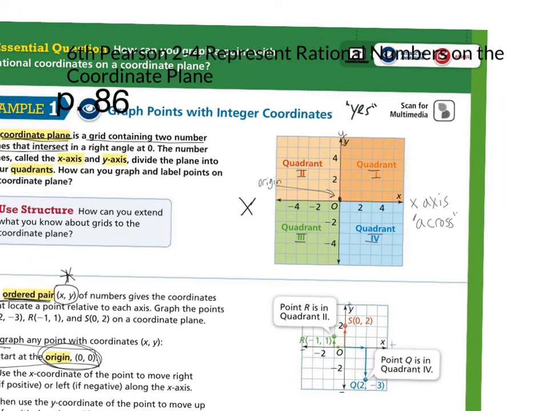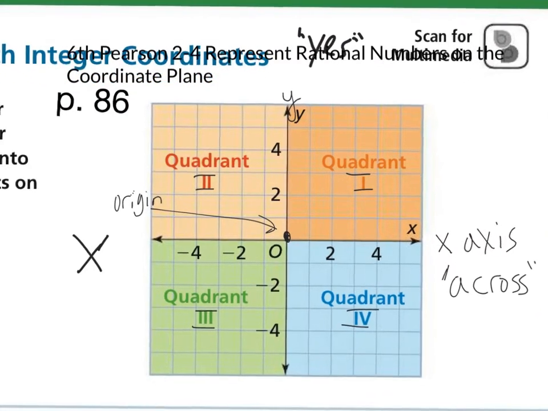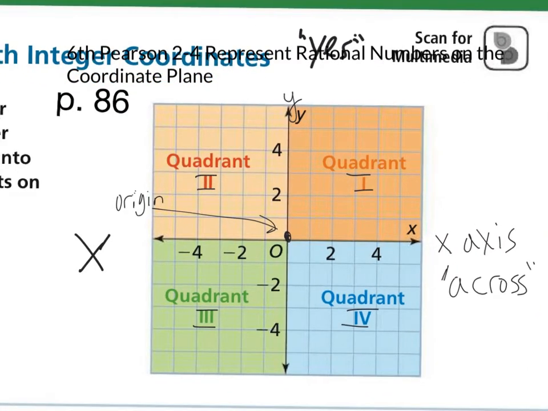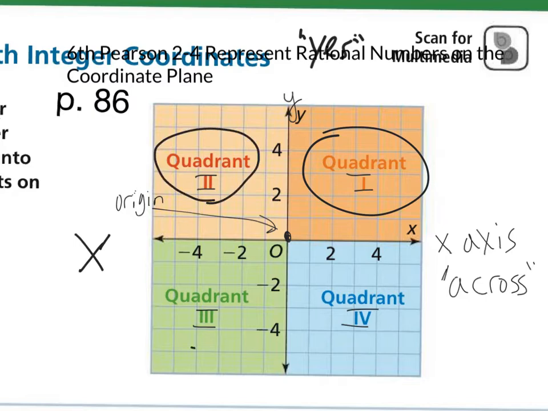When we go to graph points, first of all, these four sections are called quadrants. The top right section is called quadrant 1. Usually they use Roman numerals for these. Then top left is quadrant 2, and below that is quadrant 3, and then the bottom right is quadrant 4.